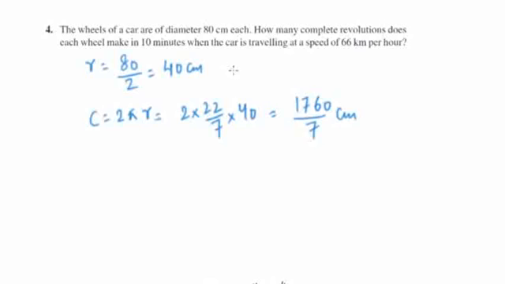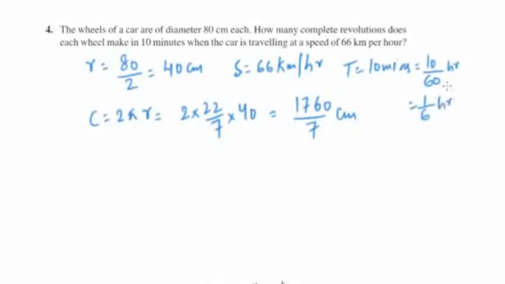The speed of the car is also given in the question, that is 66 km per hour, and the time is also given, that is 10 minutes, or we can say 10 divided by 60 hours, or we can say 1 by 6 hours. That is the time in hours. Now we can find the distance traveled by the car.